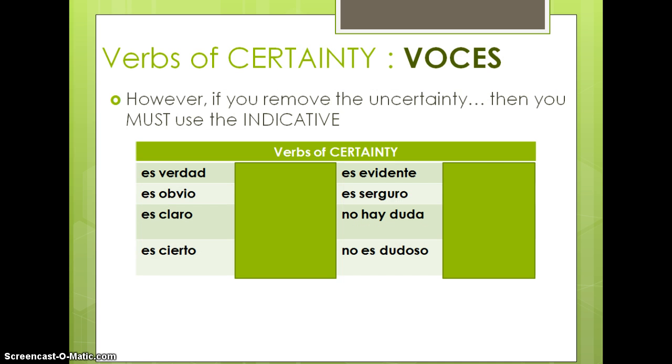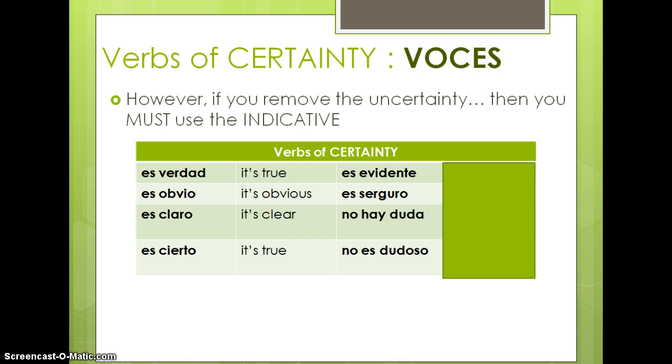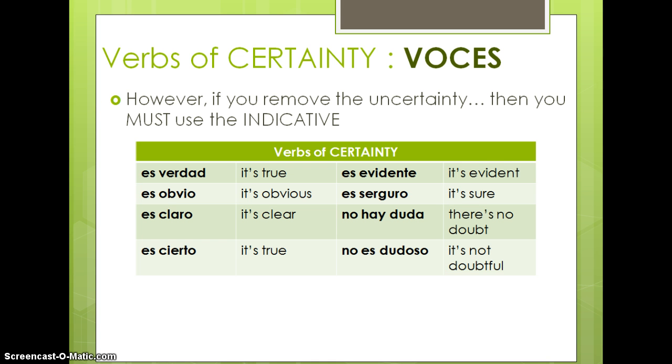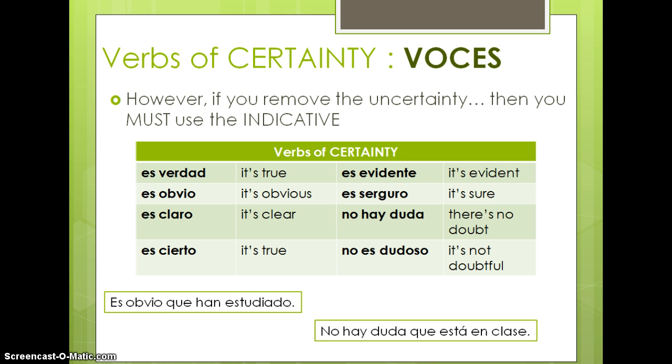Notice, however, that if you do remove that uncertainty, then the indicative must be used. So if you see these verbs, then you would need to use the indicative. I've given you that example that's voces. You can see if it's verdad, obvio, claro or cierto, evidente or seguro. Those are all certainty, those all require indicative. As in my examples. Es obvio que han estudiado. No hay duda que está en clase.